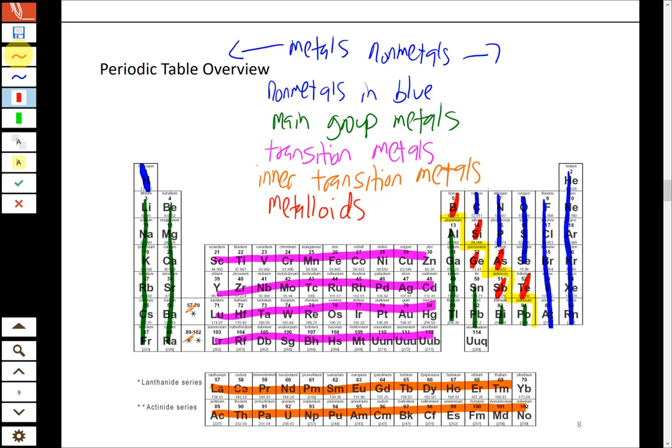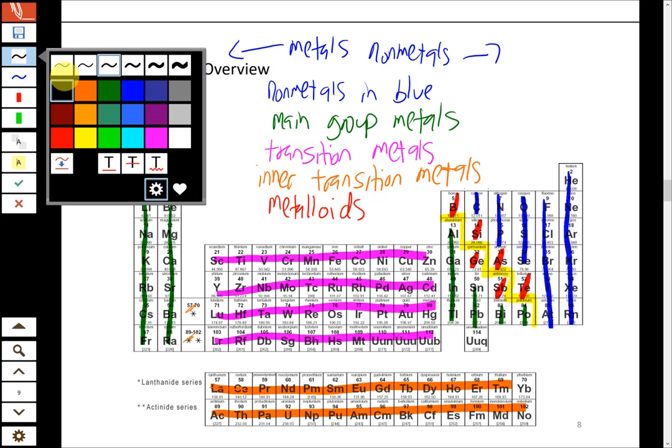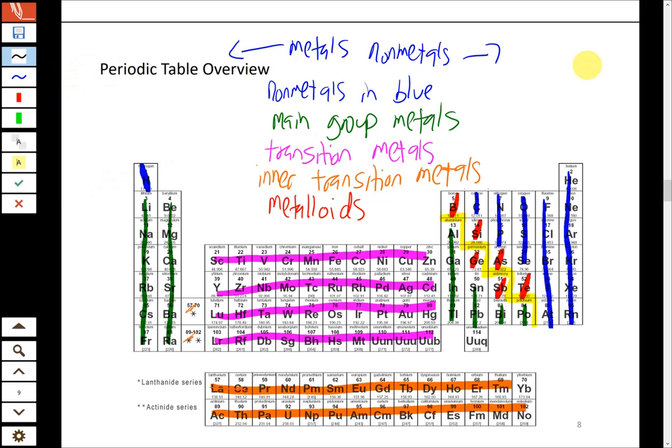All right, so that is how we categorize the different elements on the periodic table. There's a couple of subcategories that we should be familiar with as well. Within the main group metals, we have two different columns here. This first column is called the alkali metals. That's one type of main group metal that we have. It's everything except for hydrogen in the first column. Hydrogen is a non-metal, as we said, but lithium, sodium, potassium, rubidium, cesium, francium, those are all of our alkali metals.